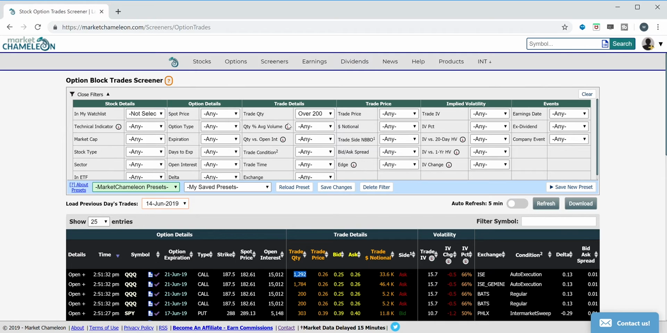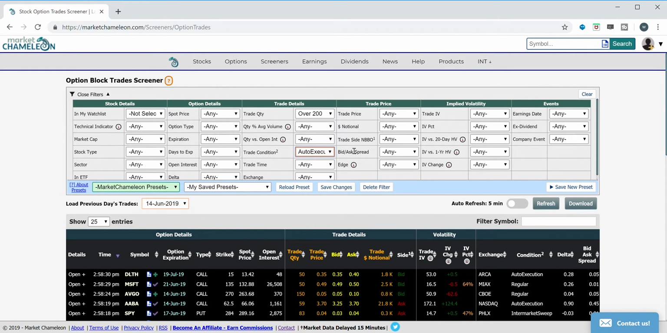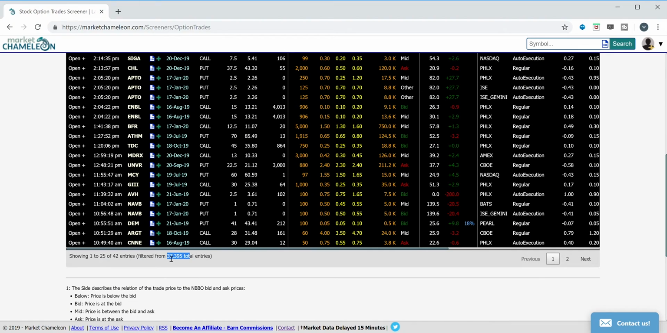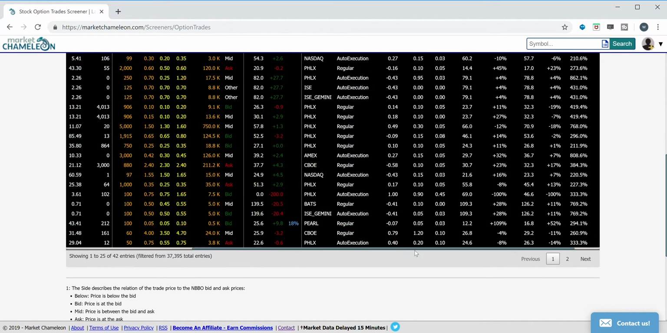And I'm going to only look for single-leg option trades, either call or put. Let's take a look at something extreme, for a trade quantity that's over 200% of its average daily volume. And over here, we can see now we went from 37,000 items to only 42 items. Let's just take a quick look at the results here.